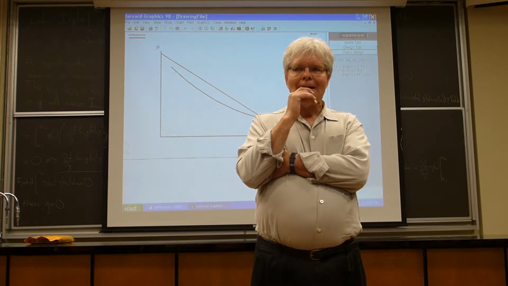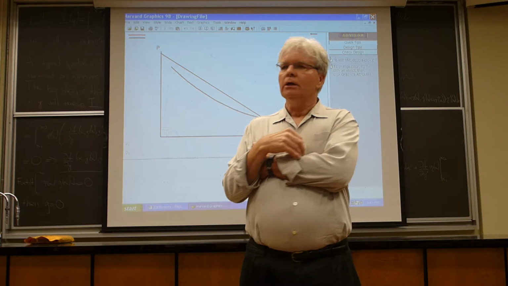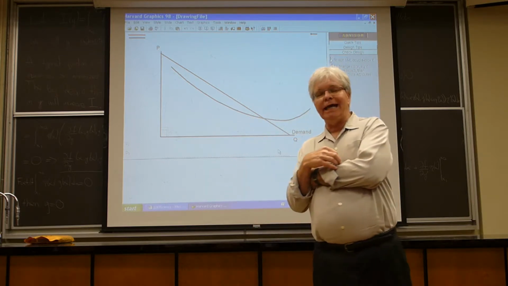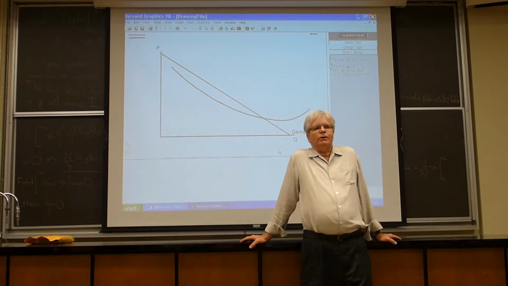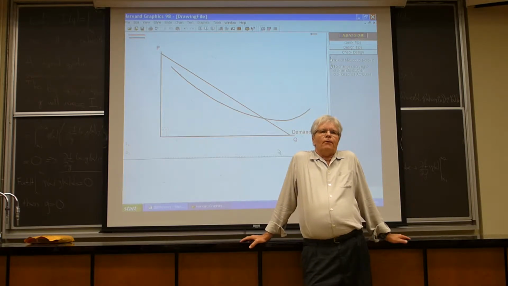For natural monopoly? Just for whatever that is on the board. You're looking at the demand function and the average cost function. That's the average cost function of that monopoly. How do you know that's a natural monopoly, by the way? Minimum of the average cost curve is to the right. Yeah, the minimum of the average cost is to the right.